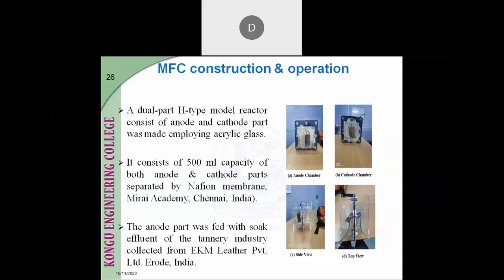In the picture, you can see the anodic chamber as well as the cathodic chamber. We have purchased the electrode and the membrane, which separates the chambers, a Nafion membrane. The capacity is 500 ml, and here we can take the effluent, using tannery effluent.